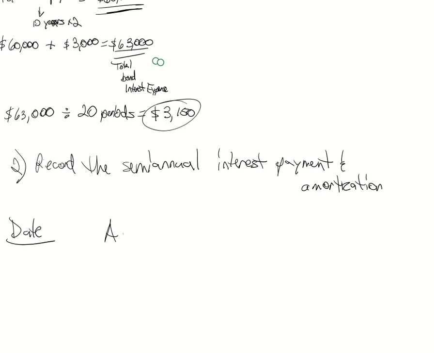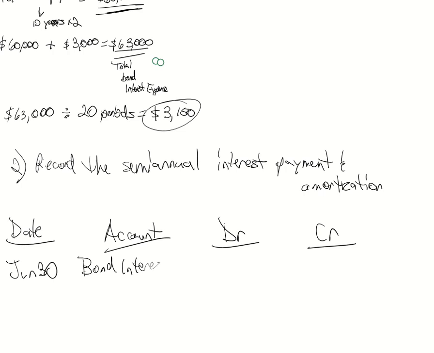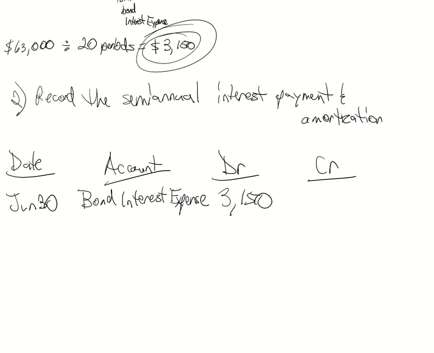So date, account, DR for debit, CR for credit. You can tell my hand hurts because of how I'm writing. So for the date here, it's going to be June 30th. First thing we need to do, we need to display the account that needs to be debited, and that's going to be bond interest expense. And it's going to be debited for this $3,150. The account that's going to be credited is going to be cash of $3,000.